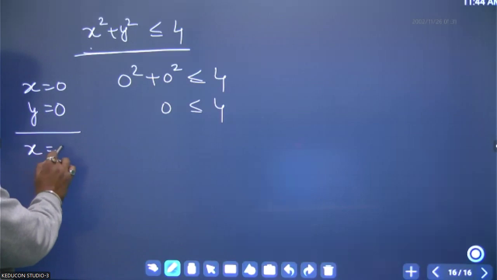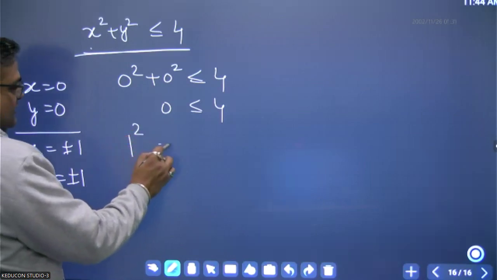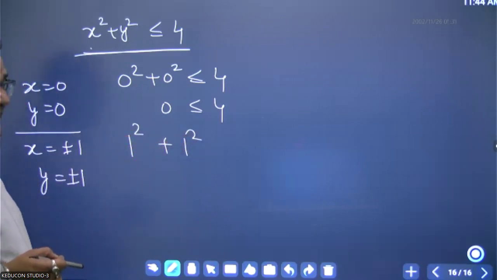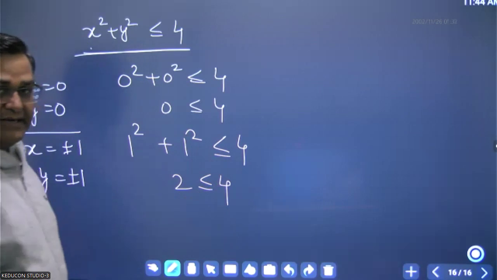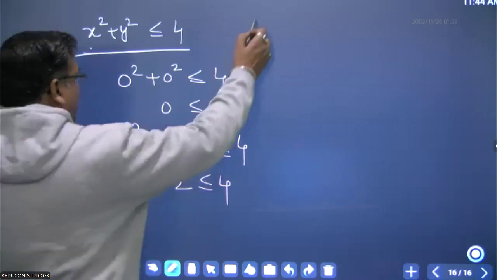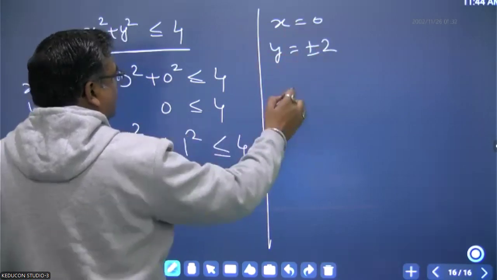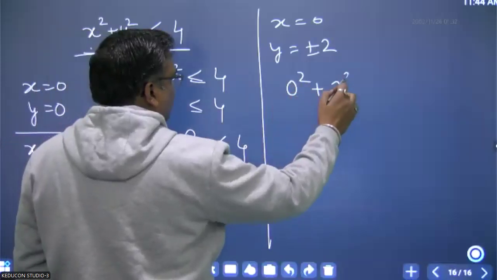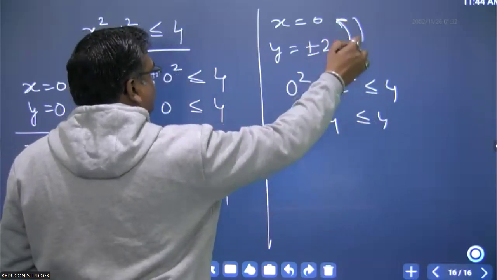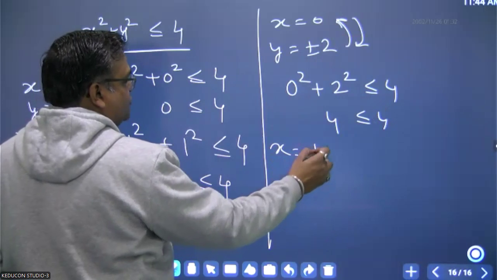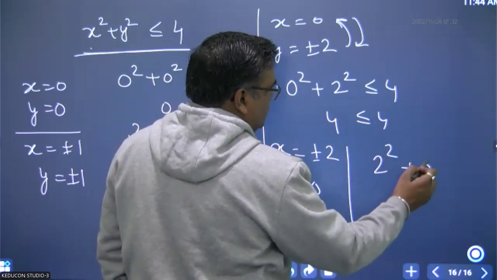Similarly, you can take x as plus minus 1, y as plus minus 1. So this will be 1 square plus 1 square. Whether you take positive or negative, it will ultimately be positive. So this is also right. Another choice, can you take x as 0 and y as plus minus 2? So 0 square plus 2 square, that is also true. Or you can interchange these values. x can be plus minus 2 and y is 0. Then in that case also 2 square plus 0 square.